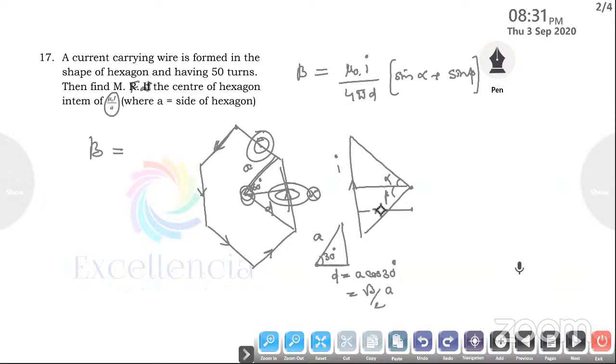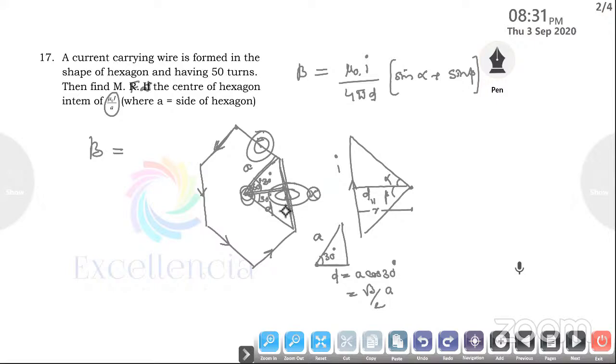So this is the R value. You can say the distance d is equal to R here. This d value is known to us, and alpha and beta. How much angle is this particular current carrying element making at the center? Equilateral triangle, angular bisector, so this angle will be 30 degrees, and this angle also 30 degrees.